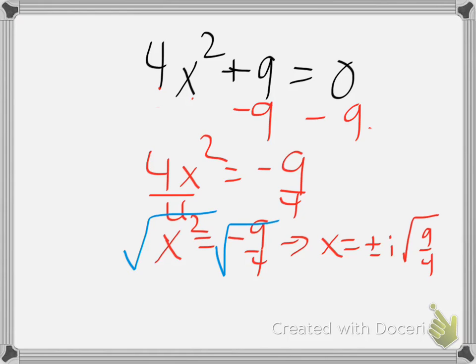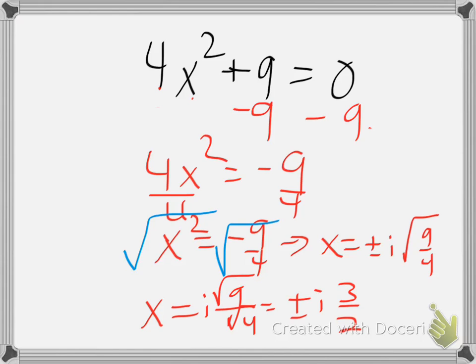Now I can simplify the square root of 9 fourths by saying this is the same thing as square root of 9 over the square root of 4, which becomes 3 over 2. So my solution is plus or minus 3 over 2i, or i times 3 over 2. And in a case like this, my i is either going to be in front of the fraction as we see here, or in the numerator with the 3. It would be incorrect to have the i with the 2 in the denominator.